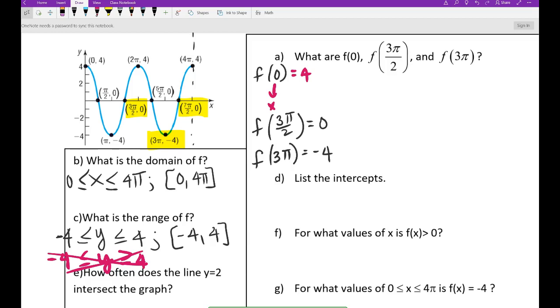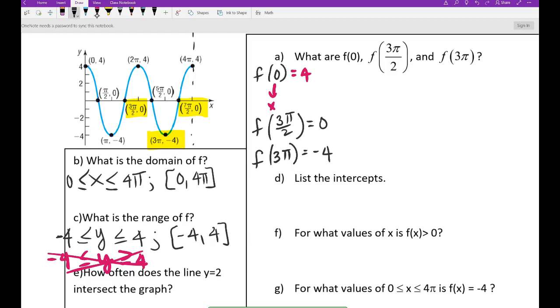Logan B, how many intercepts do we have? 4? Is Logan right? No, Logan B is not right. Logan D, how many intercepts do we have? 5. Is Logan D right? Yeah? Did you miss a y-intercept? Yeah. Okay, so let's do it. All right, Logan B, give me all 5.